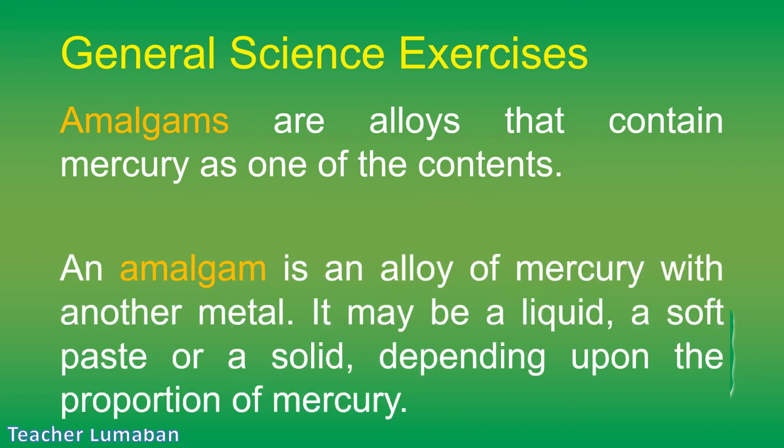An amalgam is an alloy of mercury with another metal. It may be a liquid, a soft paste or a solid, depending upon the proportion of mercury.